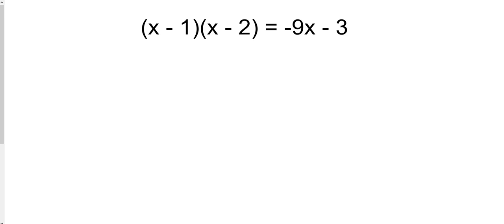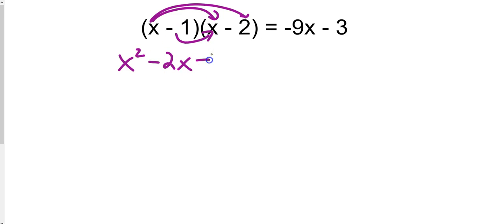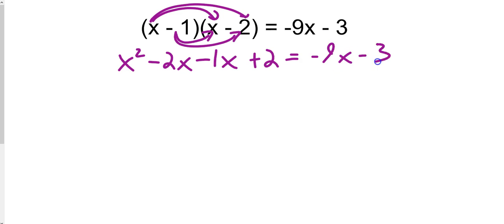So, all you have to do on this guy is kind of like before. We're going to do a little bit of foiling, and then we got to make sure it gets set equal to 0. So this is the hardest your homework will get. So over here, we need to do some foiling. We need the first, which is x squared. We need the outer, which is -2x. We need the inner, which is -1x. And we need the last, which is a +2. Equal to -9x minus 3.